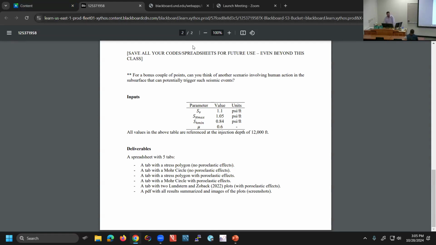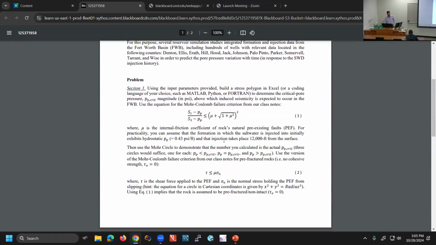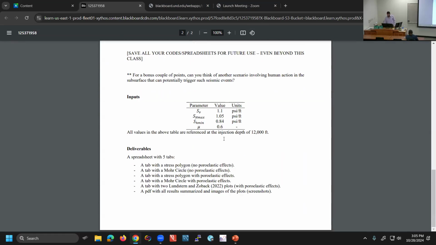Are we allowed to do the Mohr circle in Excel? Yeah, you can do that without using MATLAB. You don't have to use MATLAB because MATLAB is not a requirement for the class. You can use anything you want.